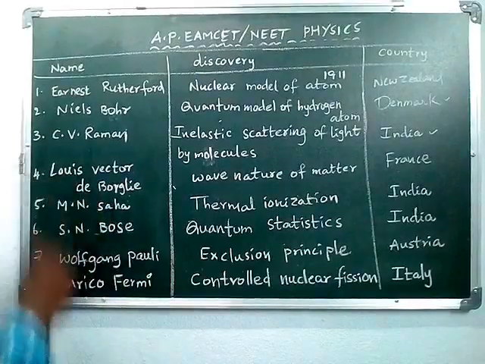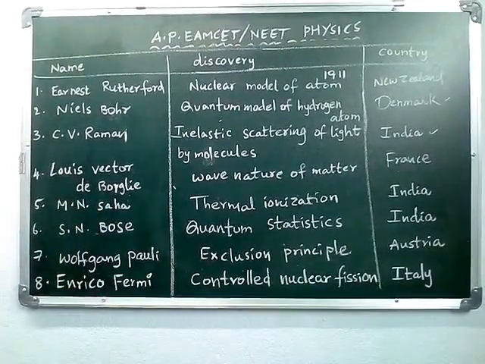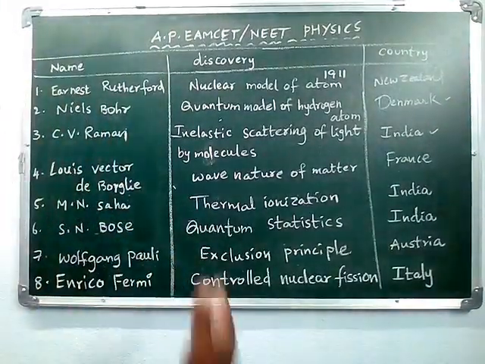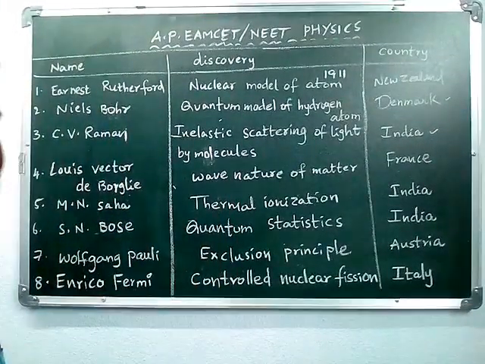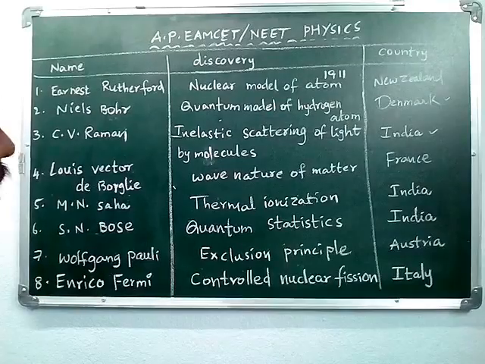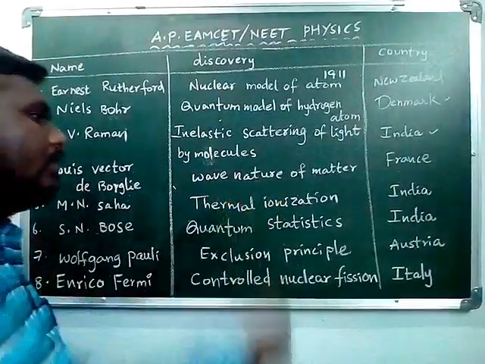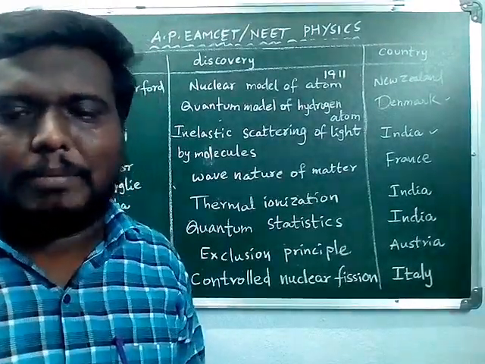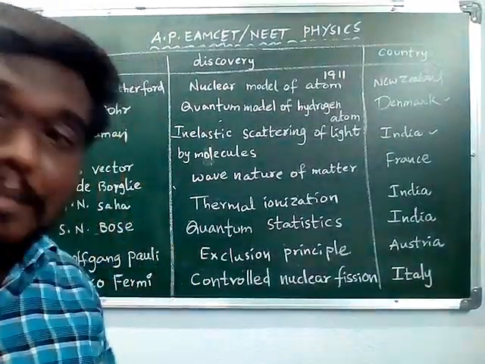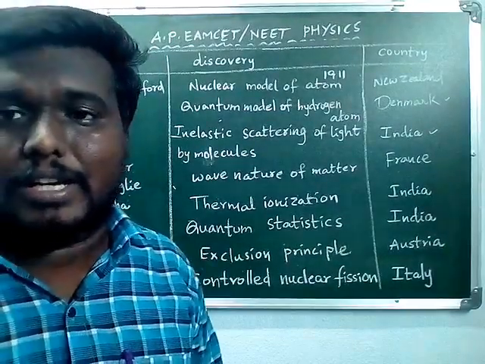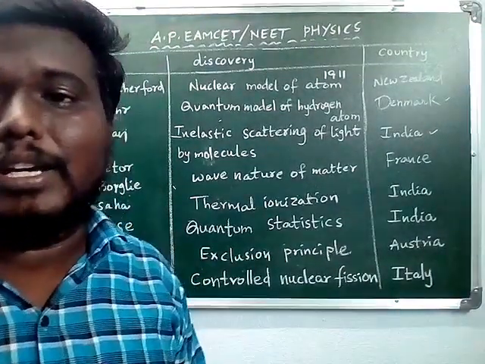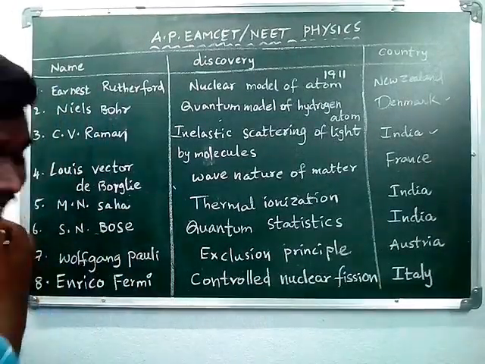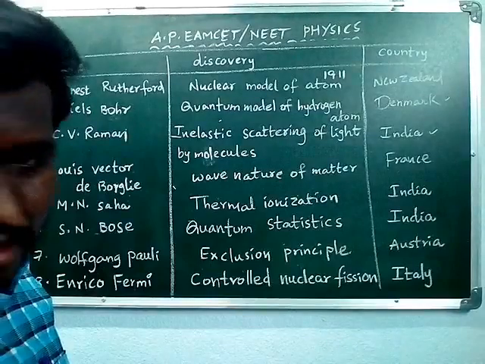Next one, Louis Victor de Broglie. He proposed the de Broglie hypothesis for matter waves. The de Broglie hypothesis is nothing but the wave nature of matter. Matter particles means electron, proton. Just like particles are matter, these matter particles also have a wave nature. He proposed that matter particles can propagate with wave nature. That is called the de Broglie hypothesis.